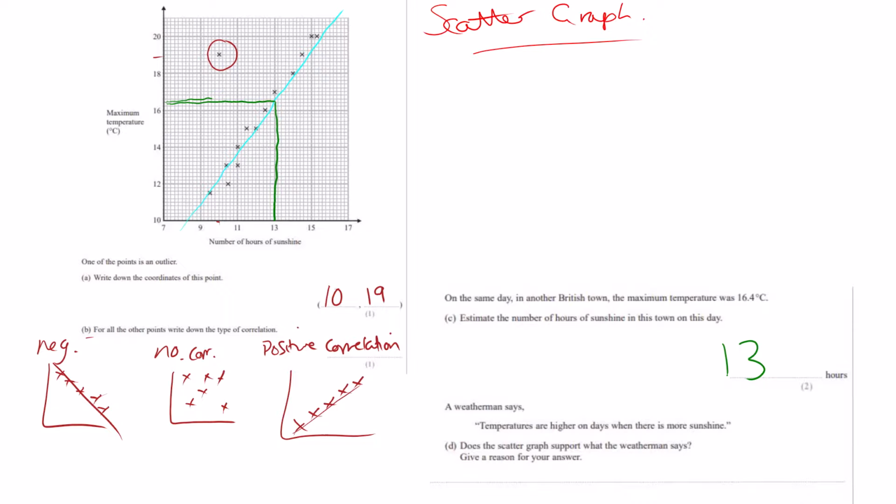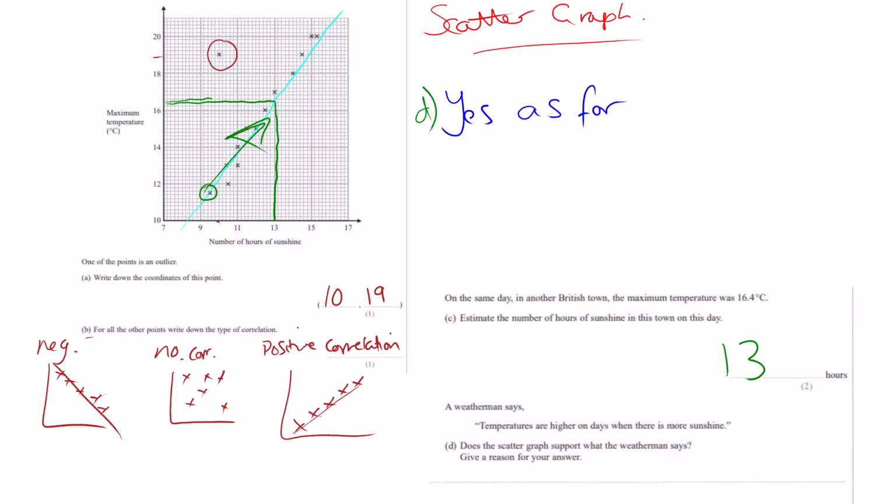Finally, let's move on to part D. A weatherman says temperatures are higher on days when there's more sunshine. Does the scatter graph support what the weatherman says? Give a reason. Okay, so I'm going to answer this up here. Having a look at the data that we have, when we have a low number of hours of sunshine, we have low temperatures, and as the number of hours of sunshine increases, the maximum temperature increases as well as we head up that way. So for D, I would answer yes.